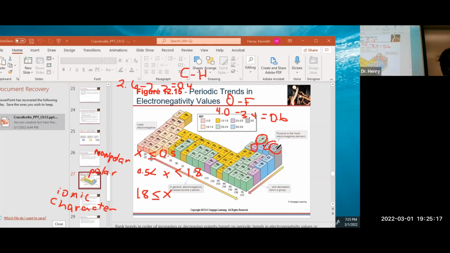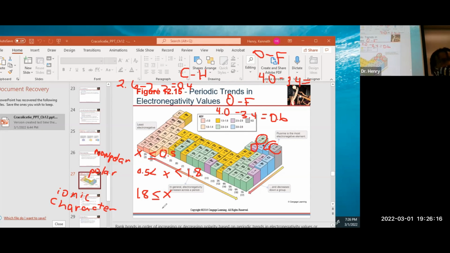It pulls the electron. So if fluorine forms a bond with oxygen, meaning that they're going to be sharing electrons, fluorine has a pull of 4.0 and oxygen has a pull of 3.4. So we take the difference between the two. If the difference is greater than 0.5, then it's polar, right? If the difference is less than 0.5, it's nonpolar, okay? If the difference is greater than 1.8, then it would be ionic character, meaning it's going to form an ionic bond, so it's giving up the electron completely, okay?